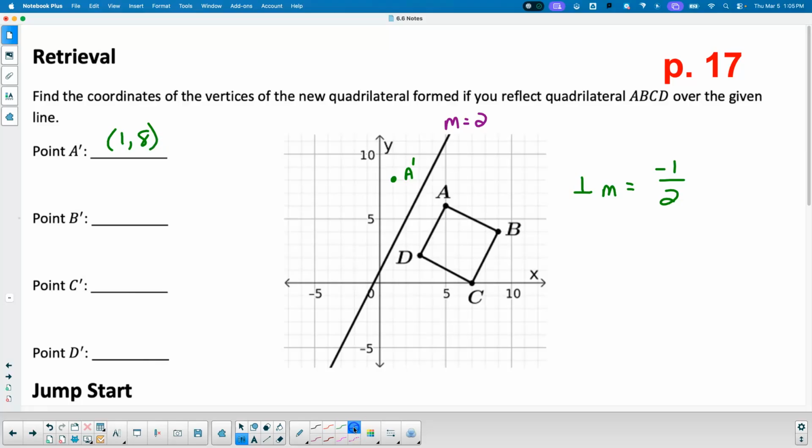Now I'm going to do D next. Up 1, left 2 puts me on the line. So up 1, left 2 again would put me at D prime. What are the coordinates of D prime? Negative 1, 4.